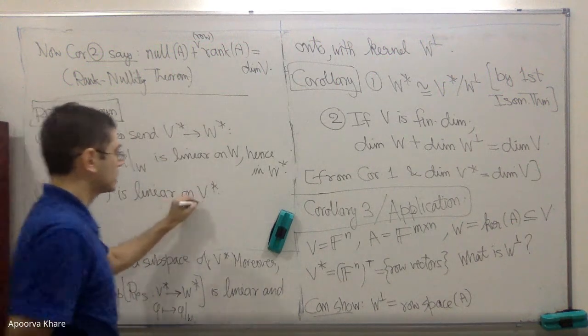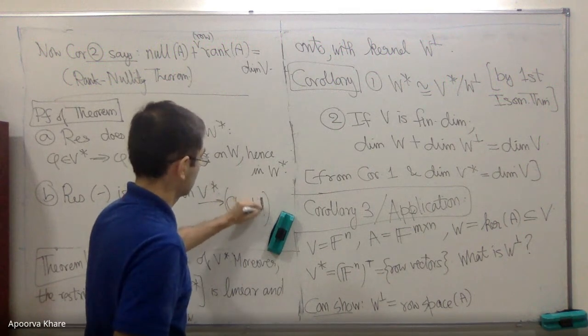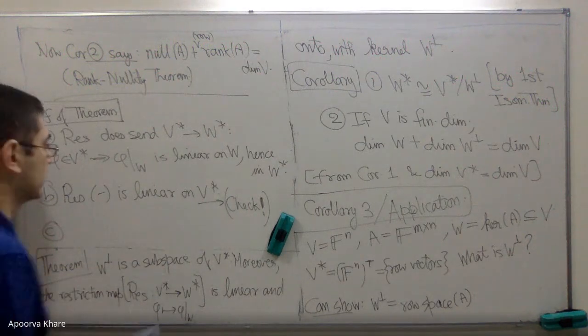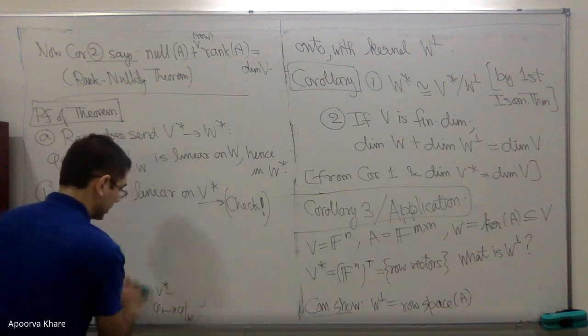That is easy to check, so check yourselves. The part 3 is the part that the restriction map is onto, and then the kernel. Well, actually, let's look at the kernel first, because the kernel is trivial.